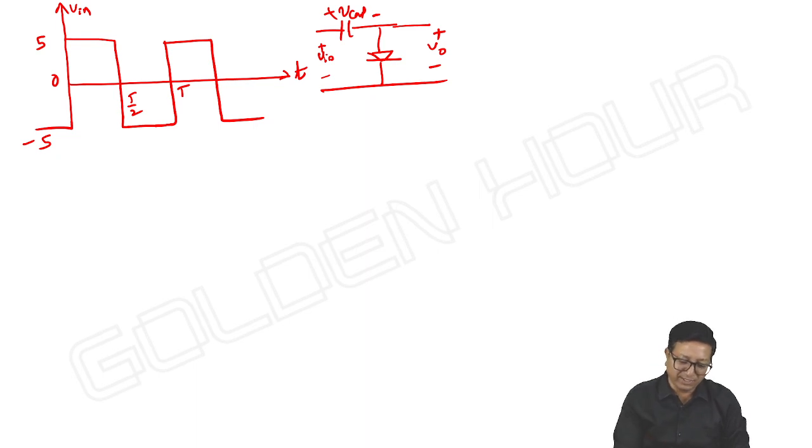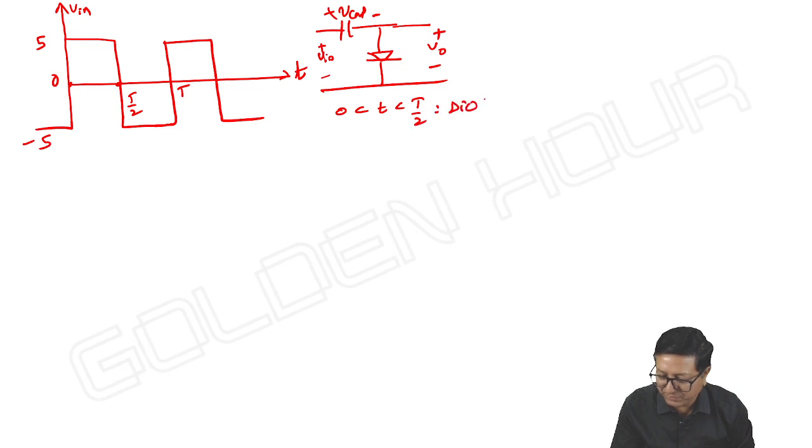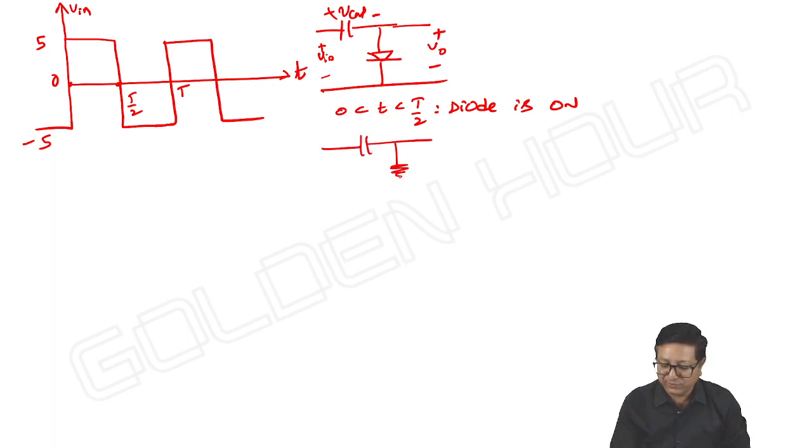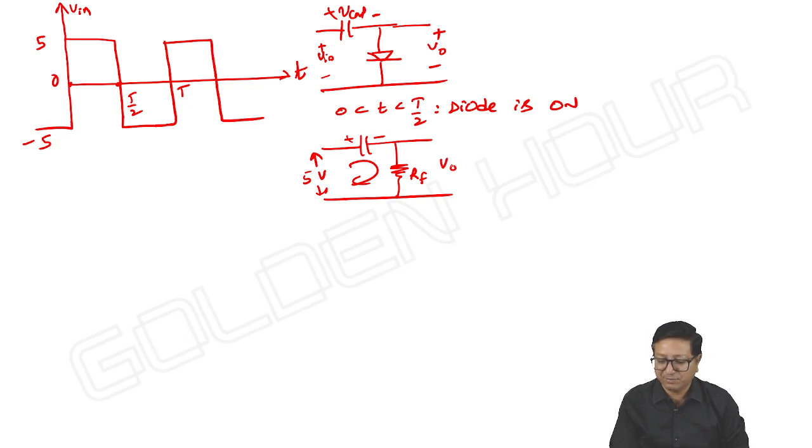So during the first half cycle, that is from 0 to T by 2, the diode is on. Very simple. For 0 less than t less than T by 2, the diode is on. Once the diode is on, the equivalent circuit is like this. What is V input? It is 5 volts, and current will be flowing like this. The capacitor will charge with polarities plus minus this way. And V output: here also V input is equal to V capacitor plus Vd.